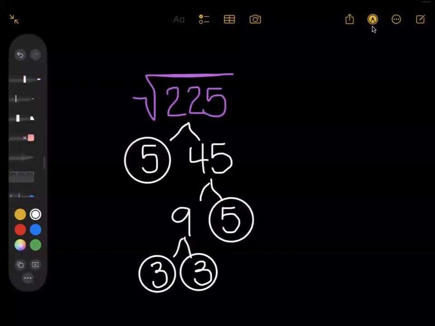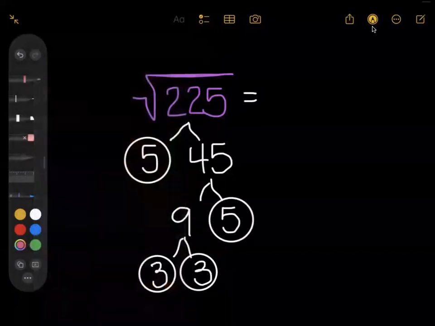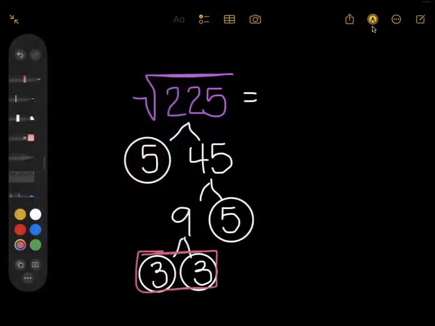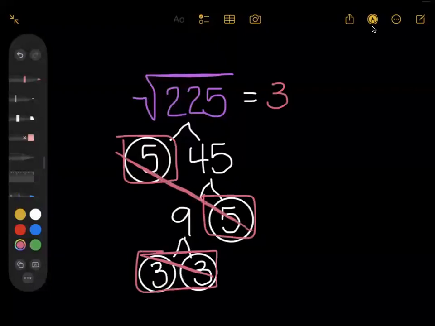Now that we're completely down to primes, what we're looking for are groups of two numbers that multiply together to make the number. I see two 3s right here. 3 times 3 equals 9, so I'm going to put a 3 out here. I also see two 5s, a 5 here and a 5 here. If I have a group of two of the same prime factor, I'm going to put it outside.